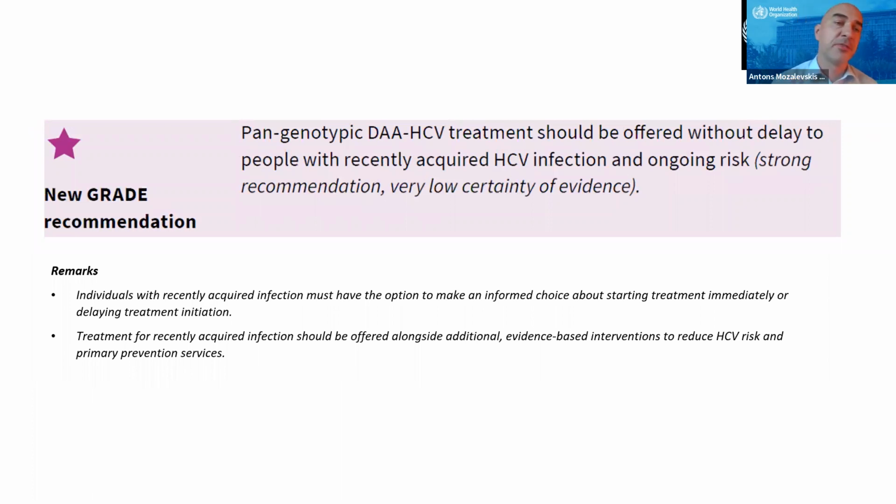And the second recommendation is related to treatment of HCV infection, which should be offered without delay to people with recently acquired HCV infection and ongoing risk. Basically, this can be understood as a recommendation for treatment of acute or recent HCV infection without waiting 6 months until we see whether the infection becomes chronic or not. Because first of all, the access to direct-acting antivirals has increased dramatically worldwide. And second, we shouldn't wait for several months because treatment of HCV can be considered also prevention, because we can prevent onward transmission of HCV infection if we treat as soon as possible. And also this improves the health outcomes of people who are at risk of HCV infection. Next slide.